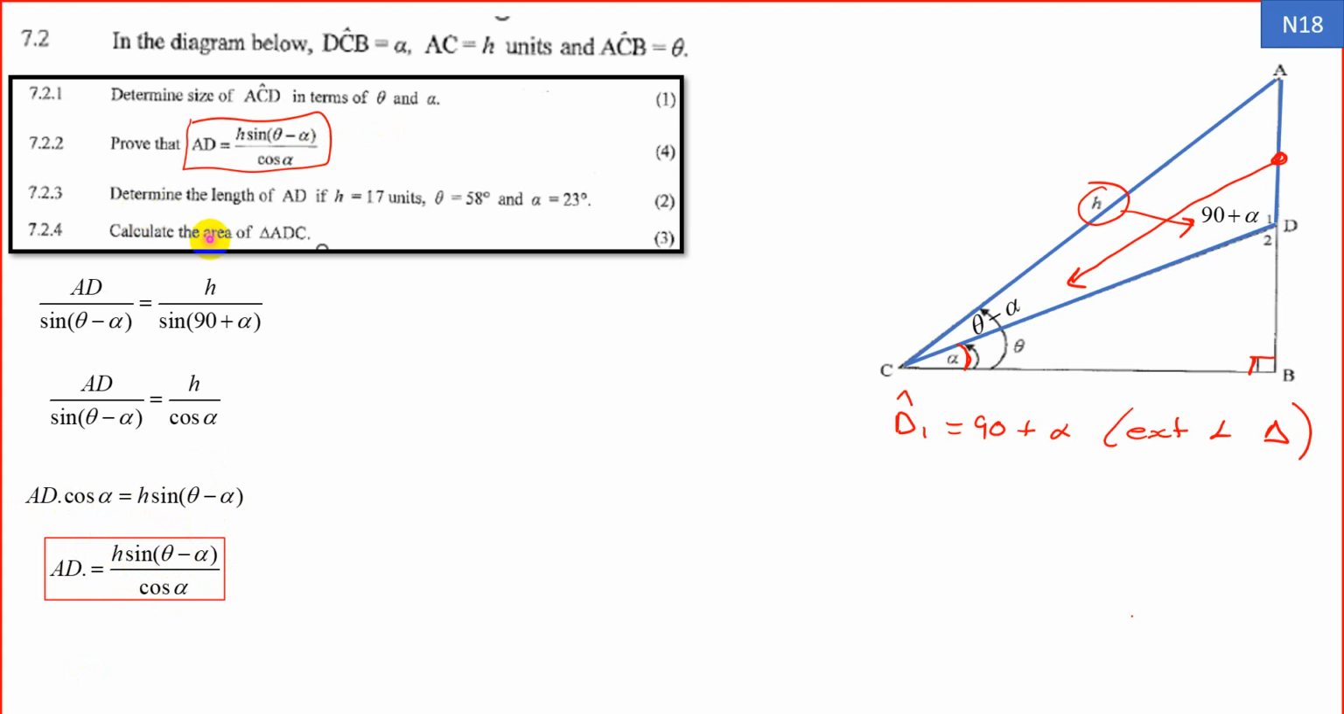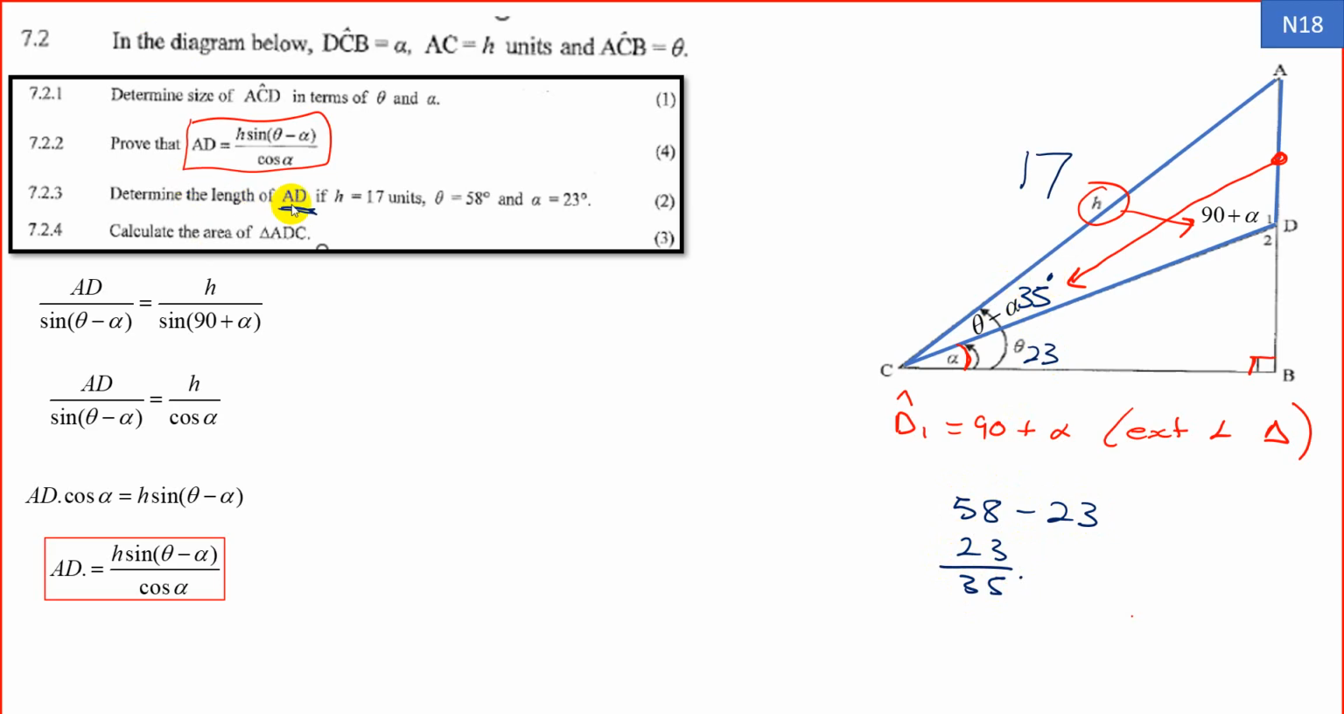The next question is to determine, and I just want to put this into my diagram, the length of AD if h, so they're giving me h to be 17, let's put it in there. Theta is 58, so the big angle is 58. Alpha is 23. So to find the angle in between, we're going to take 58 minus 23, and that'll give me 35 degrees. So we know this angle inside there is 35 degrees.